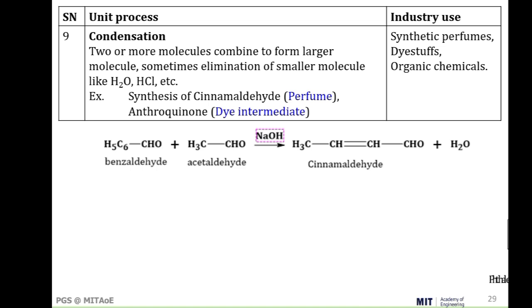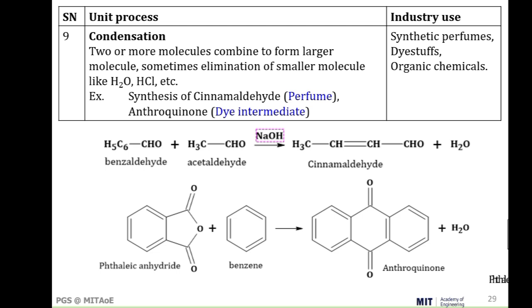Another example is anthraquinone production. Phthalic anhydride is reacted with benzene to produce anthraquinone. Anthraquinone is one of the dye intermediates. So this type of process is used in dye stuff or chemical industries, like organic chemical synthesis industries.